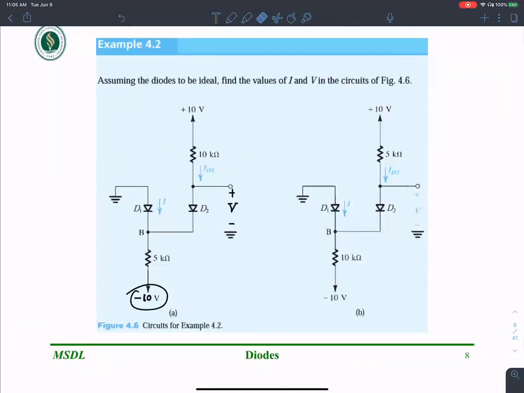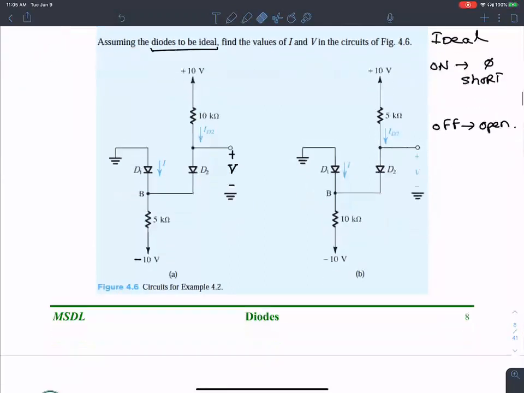So here is the technique I'm going to use. The problem is assuming the diodes are ideal. What does ideal mean? When the diode is on, the voltage drop is 0. It's a short circuit. When it is off, the resistance is infinity, or it is an open circuit. That's the problem here. So let's see how I begin.